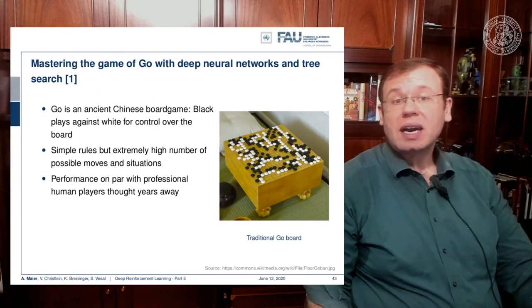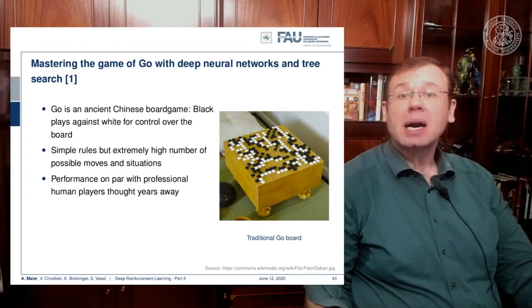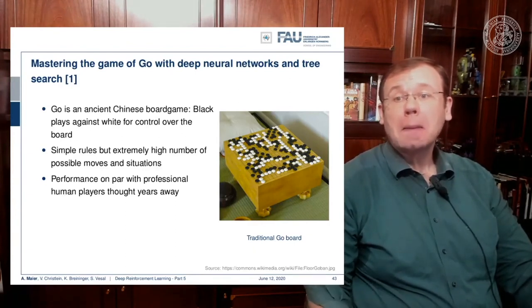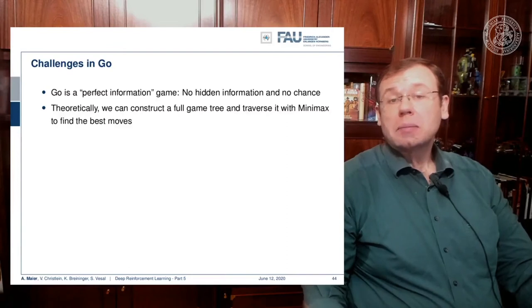And well, the idea here is that black plays against white for the control over the board. It has simple rules, but an extremely high number of possible moves and situations. Achieving the performance of human players was thought to be years away because of the high numerical complexity of the problem. So we could brute force chess, but with Go, people thought it would be impossible until we have much, much faster computers, orders of magnitude faster, but they could show that they can really beat human Go experts with this system.